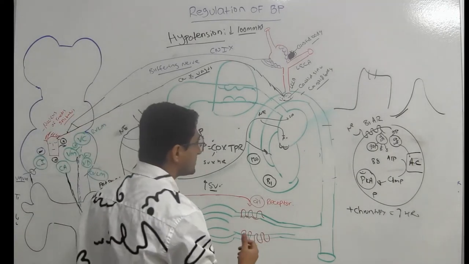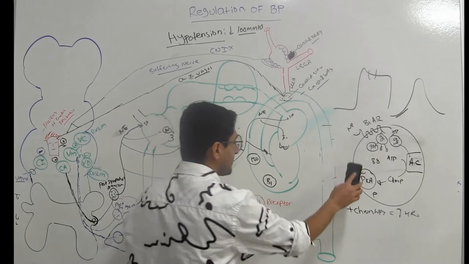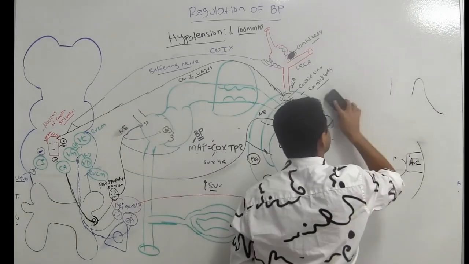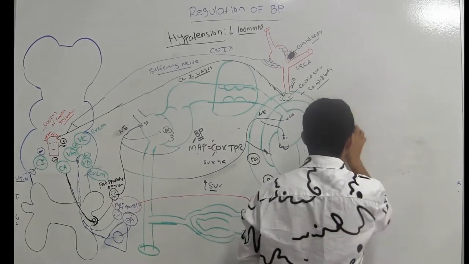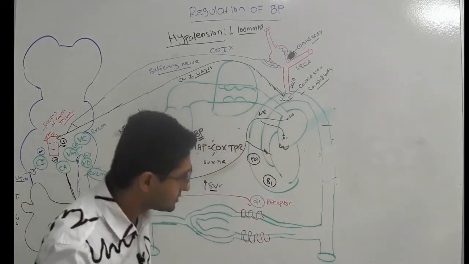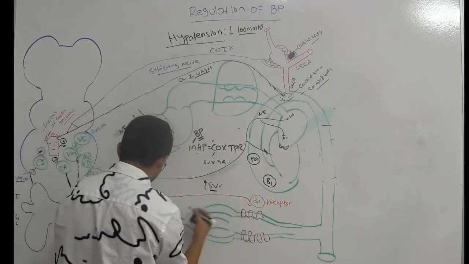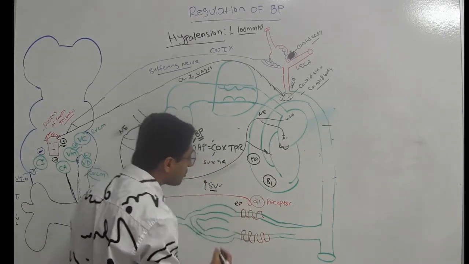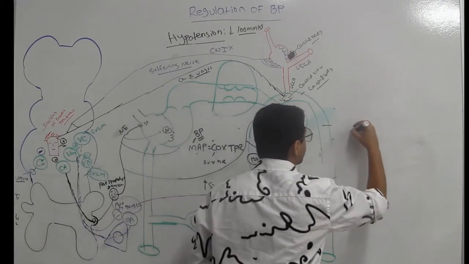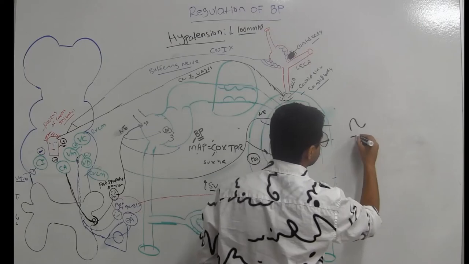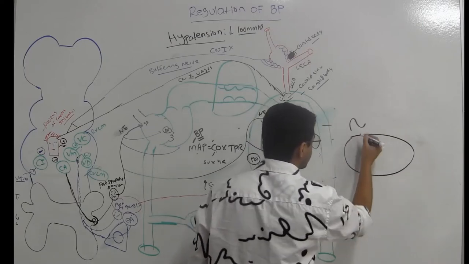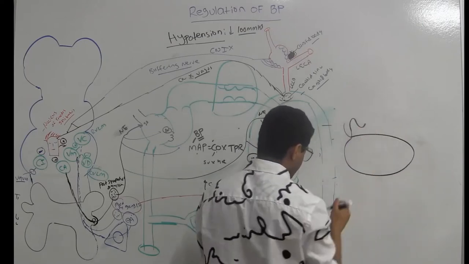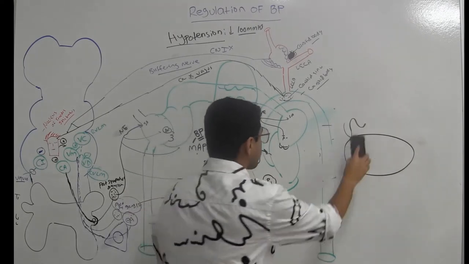Let me erase this right now. When these fibers come in and release, what are they releasing? Probably norepinephrine, and you can say from the adrenal medulla, maybe epinephrine is coming there too. This is also a 7-pass membrane receptor. Let me make these cells: these are circular smooth muscle cells, and let's make this a bit bigger.